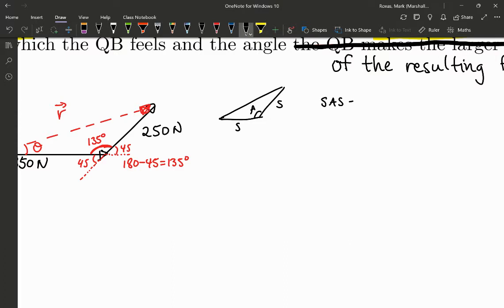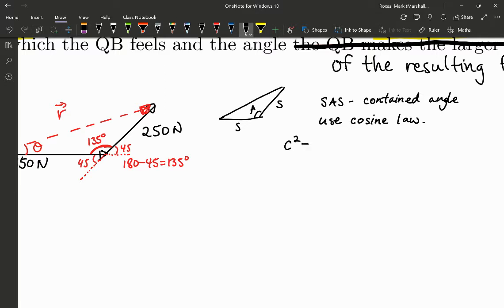So, SAS triangle, which has a contained angle. If you recall, we have a formula for that. We have something we can use, and that is the cosine law. So we're going to use the cosine law to help me find the resultant vector.